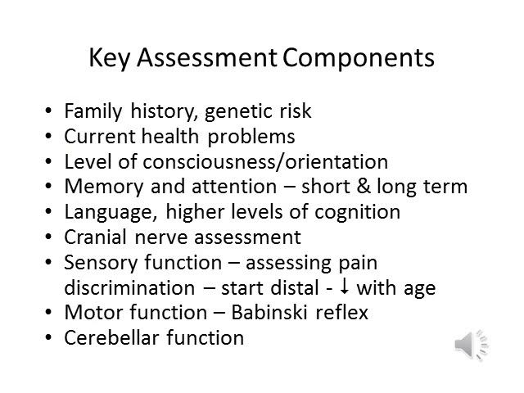When we are doing a neuro assessment, there are some key components. We're going to be looking at family history and genetic risks. Are there any neurological diseases that are prevalent in the family history? Any current health problems? The level of consciousness of our patient. Are they oriented to person, place, time, and thing? And so oriented times 4.